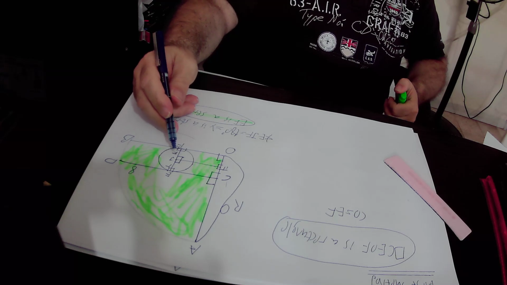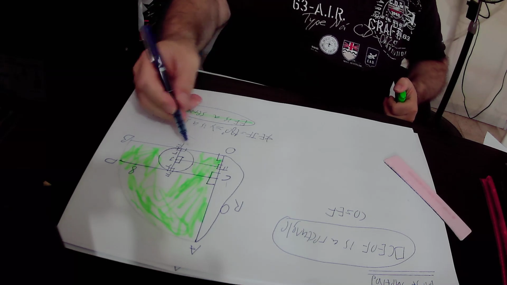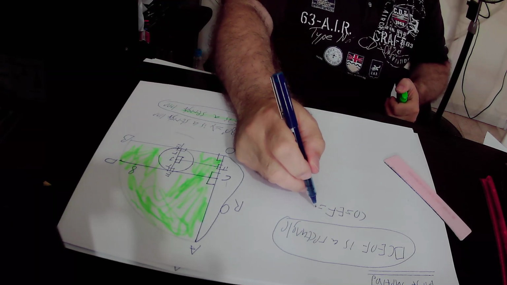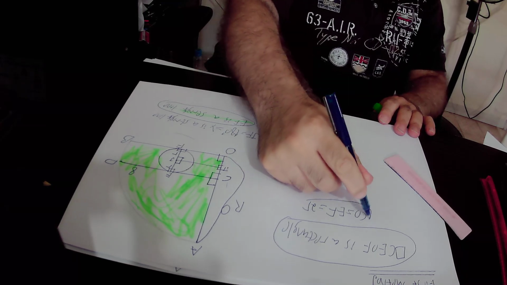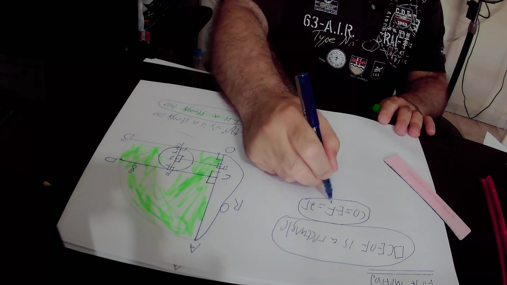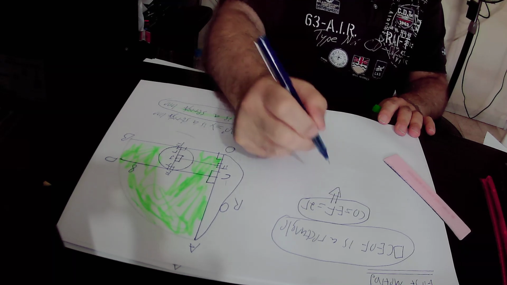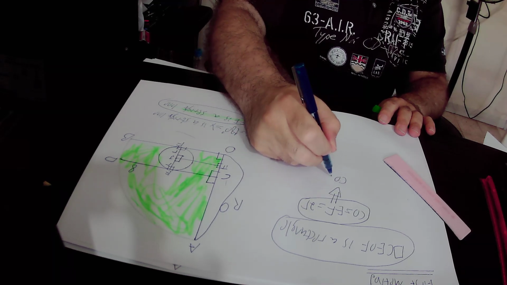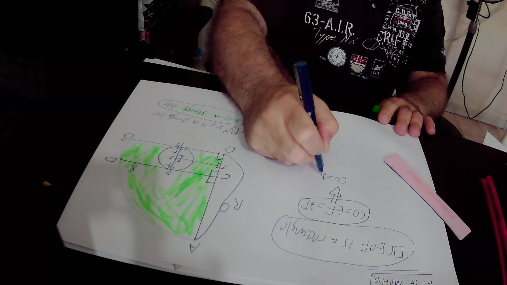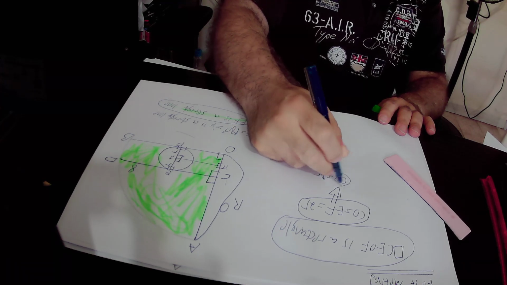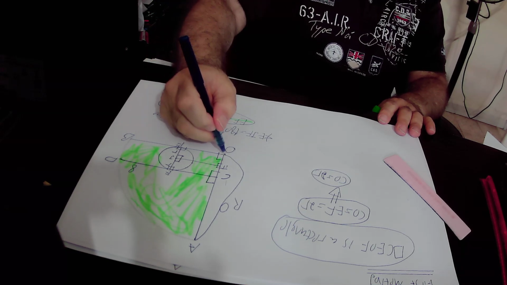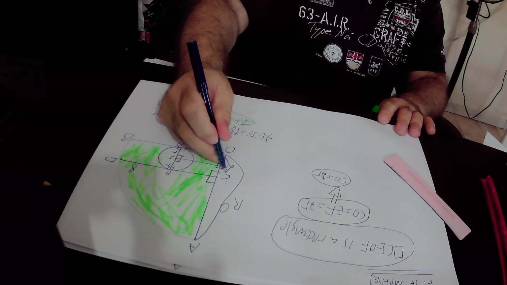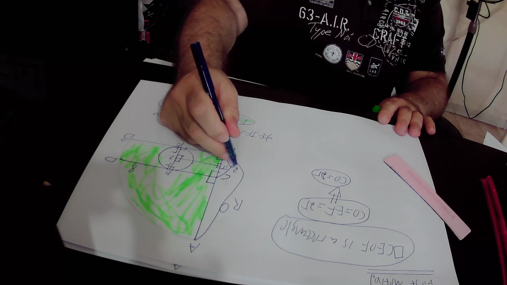But we have already found out that EF equals R plus R, that is 2R. So here we can write down that EF equals 2R. And from this equation, CO equals EF equals 2R, we derive that CO is also equal to 2R. Here, CO equals 2R.